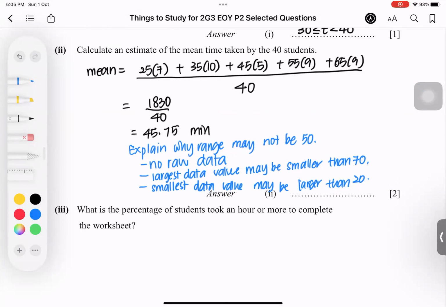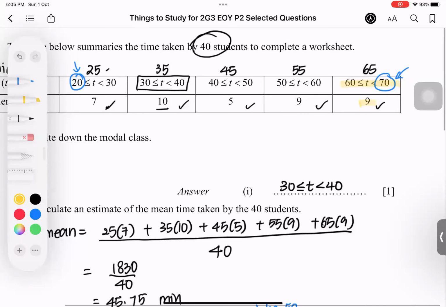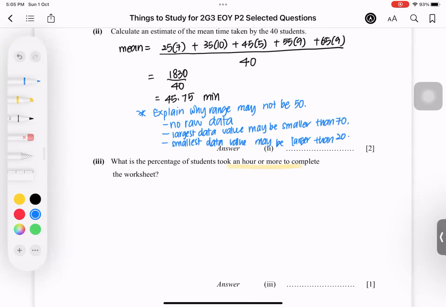Additional question. Next one, what percentage of the students took more than 1 hour, an hour or more? So 60 minutes or more, so 9 out of 40. A total of 40 students represent 360 degrees. So 9 out of 40, oh no, they want percentage. 9 out of 40 times 100%. This one's simple, straightforward. Answer, 22.5%.